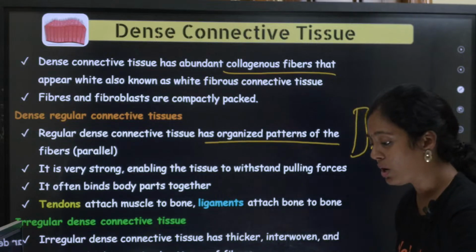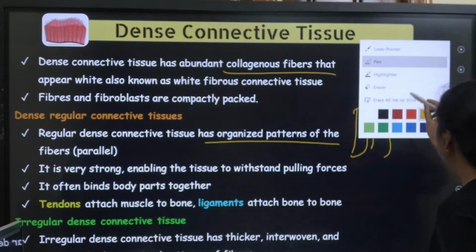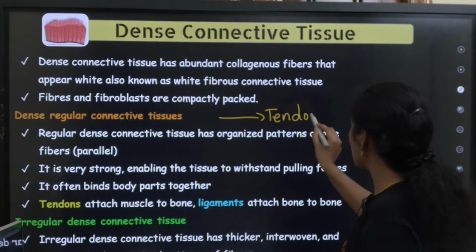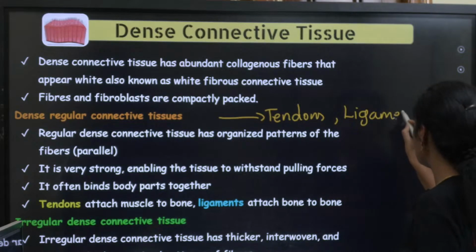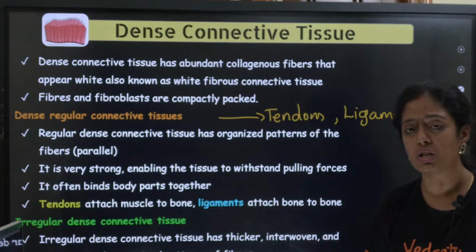Examples are very important, pasangala. Tendons and ligaments. So tendons and ligaments are the examples. Okay, can anyone tell me, this is very important, what are tendons, what are ligaments? What do ligaments do and what do tendons do? Many people have this confusion.